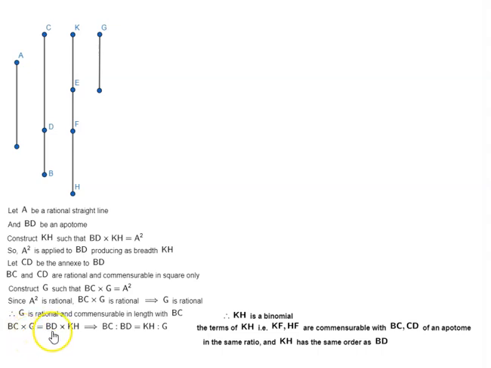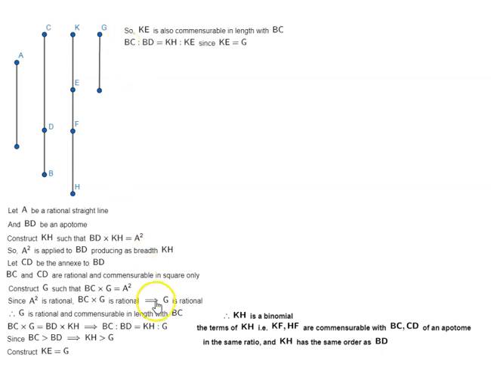Now, BC by G is equal to BD by KH because both are equal to A square, which implies BC is to BD as KH is to G. Now, since BC is greater than BD, because of this proportionality, KH is also greater than G. Now, construct KE equal to G. So, KE is also commensurable in length with BC because G is rational and commensurable in length with BC, and KE is equal to G. So, KE is also commensurable in length with BC.